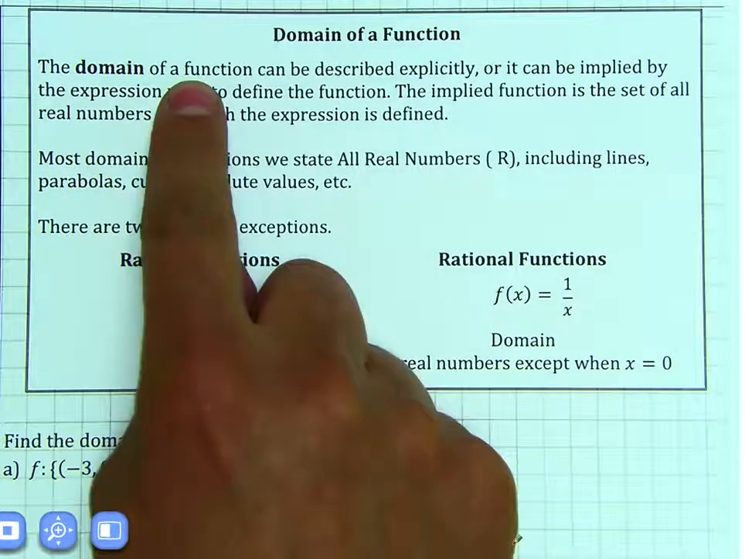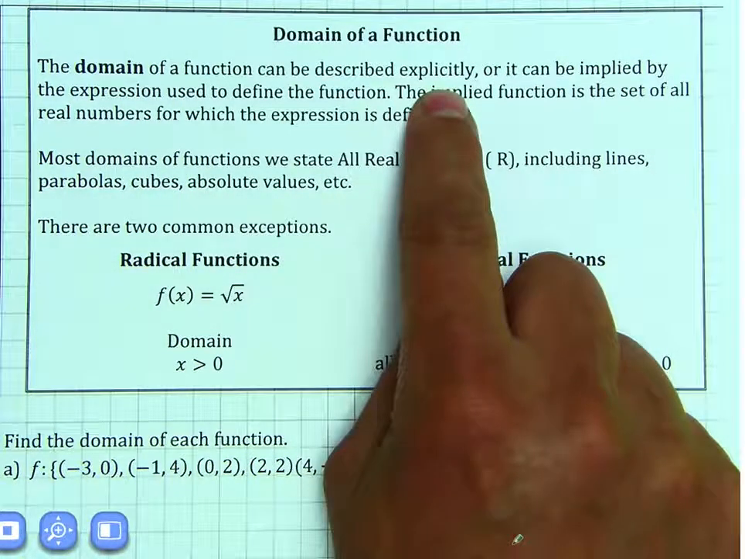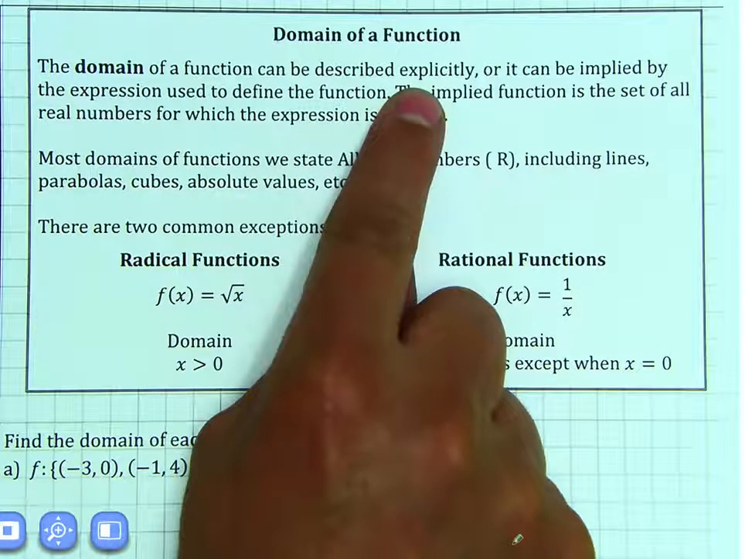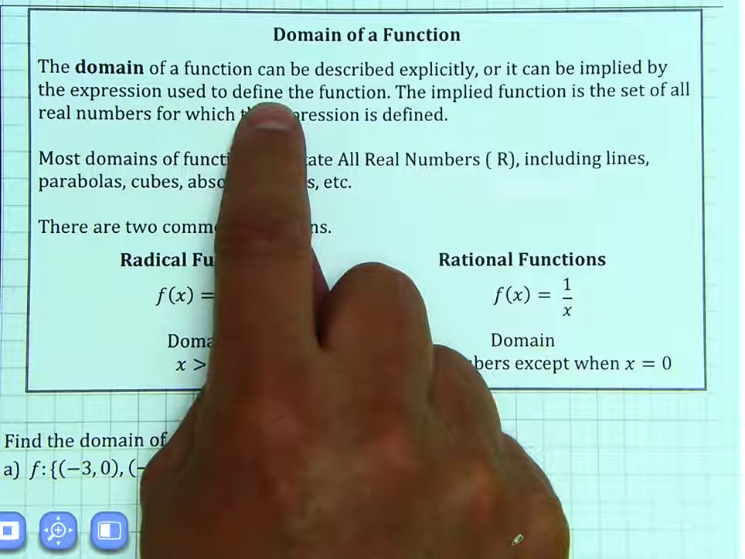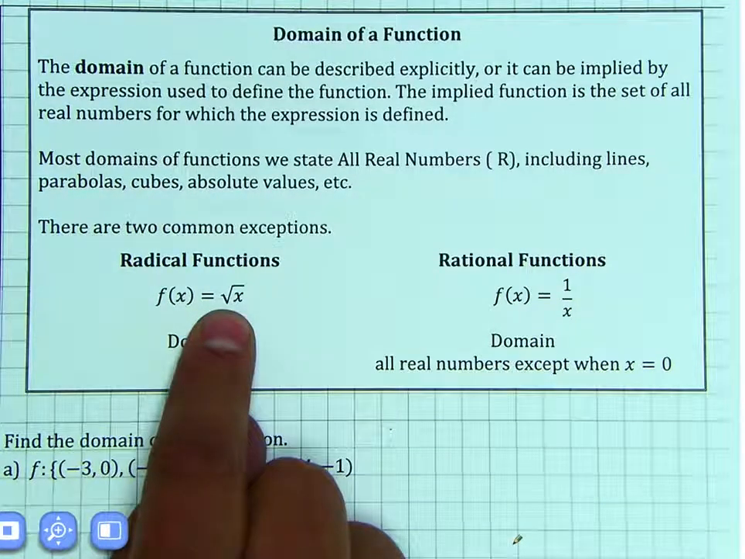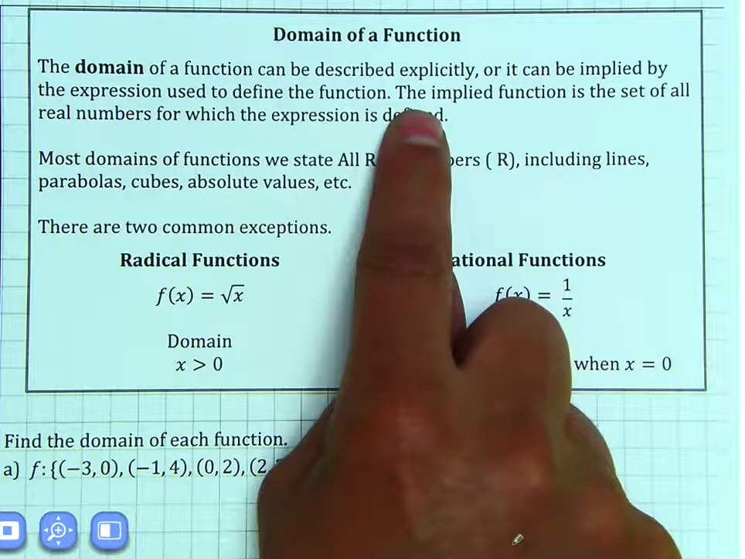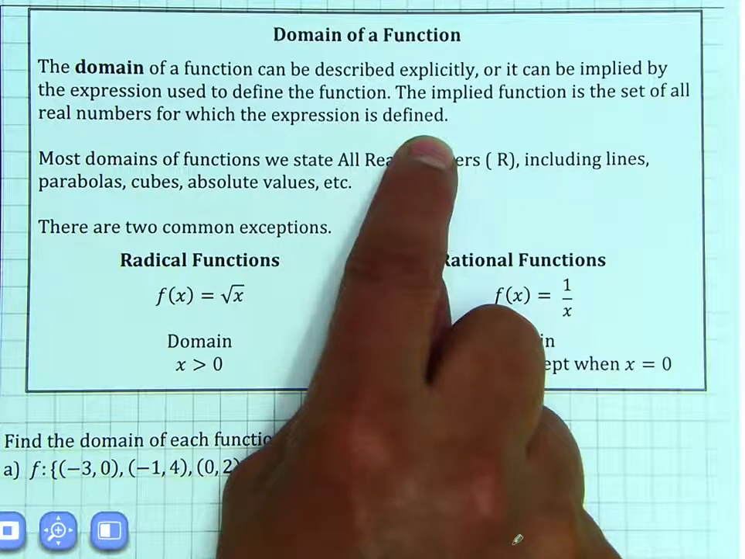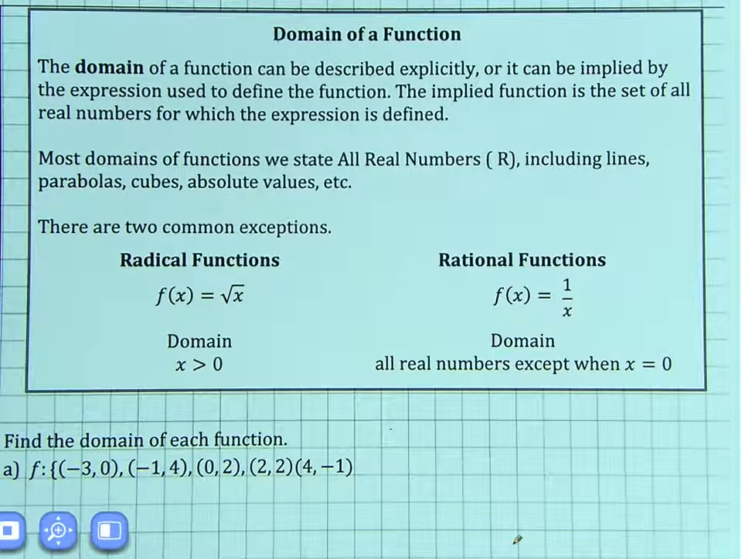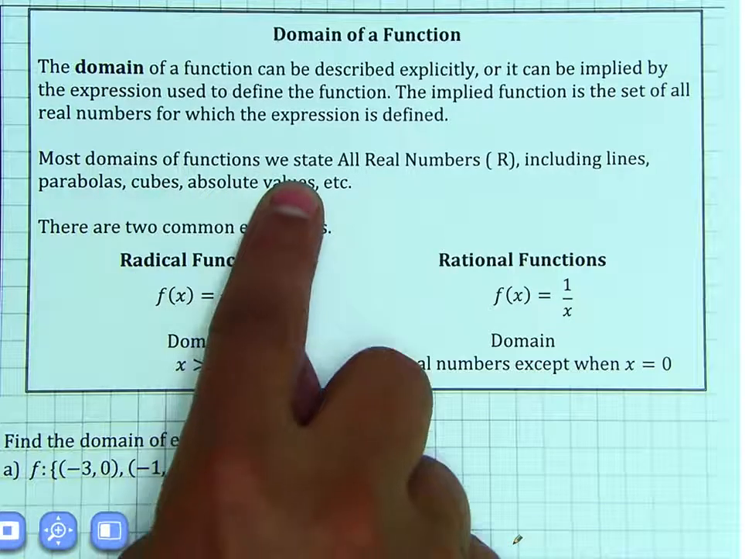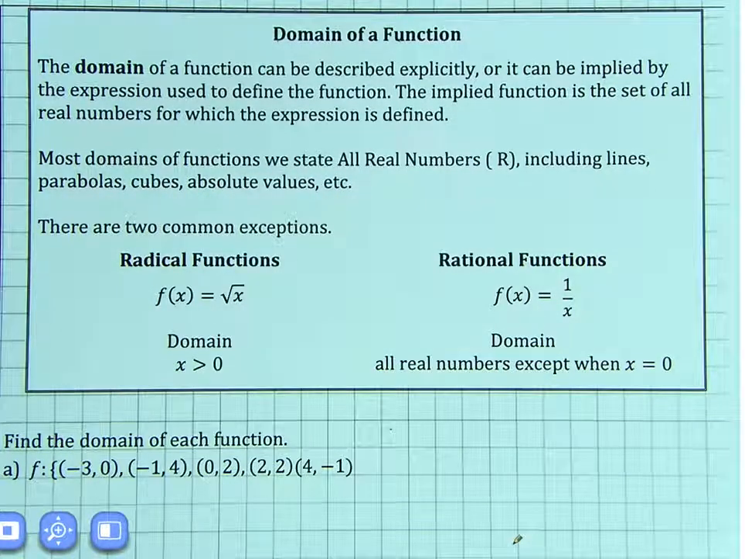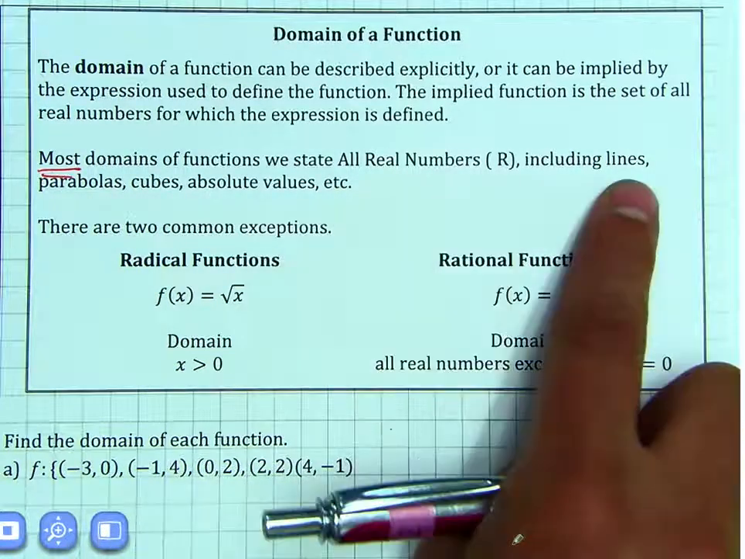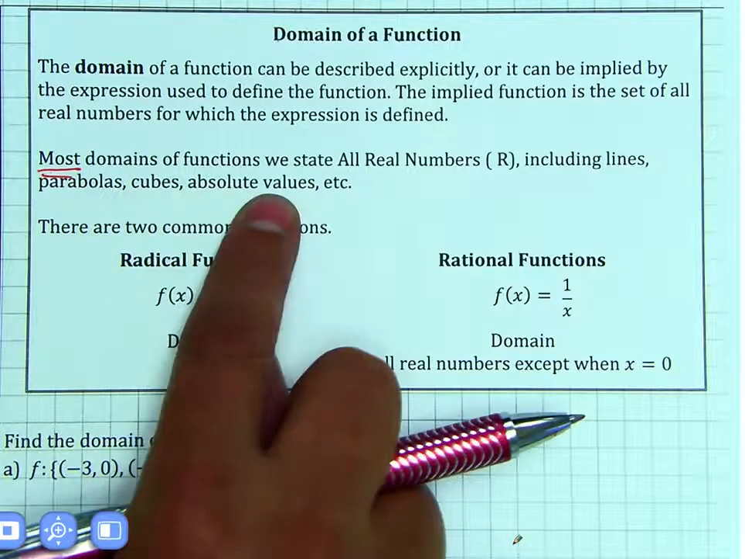The domain of a function can be described explicitly, or it can be implied by the expression used to define the function. So they can actually write it down, or we know the domain just by looking at the equation. The implied domain is the set of all real numbers for which the expression is defined. Most domains of the functions we state are all real numbers. Most, not all of them, will be all real numbers, which include lines, parabolas, cubes, absolute values.